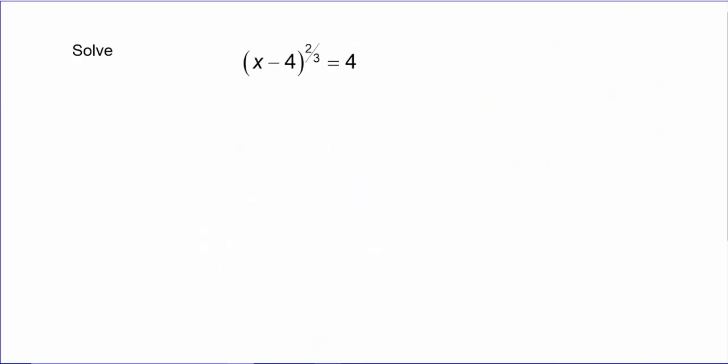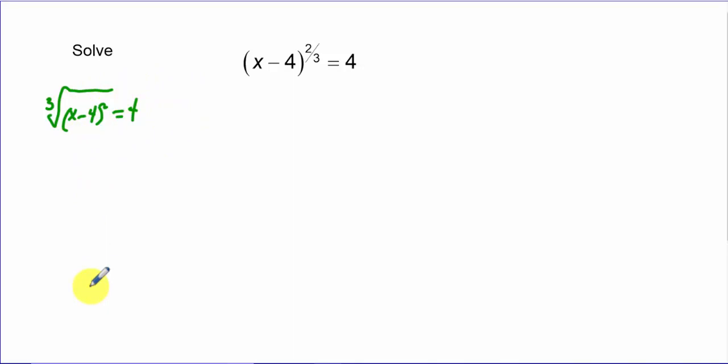Okay, now, in theory, this problem could be written as a radical problem. Because we know about rational exponents now, we could write this as the cube root of x minus 4, squared, is equal to 4. And if I was to solve that, I'd cube both sides and square root both sides and then isolate. That would be me.